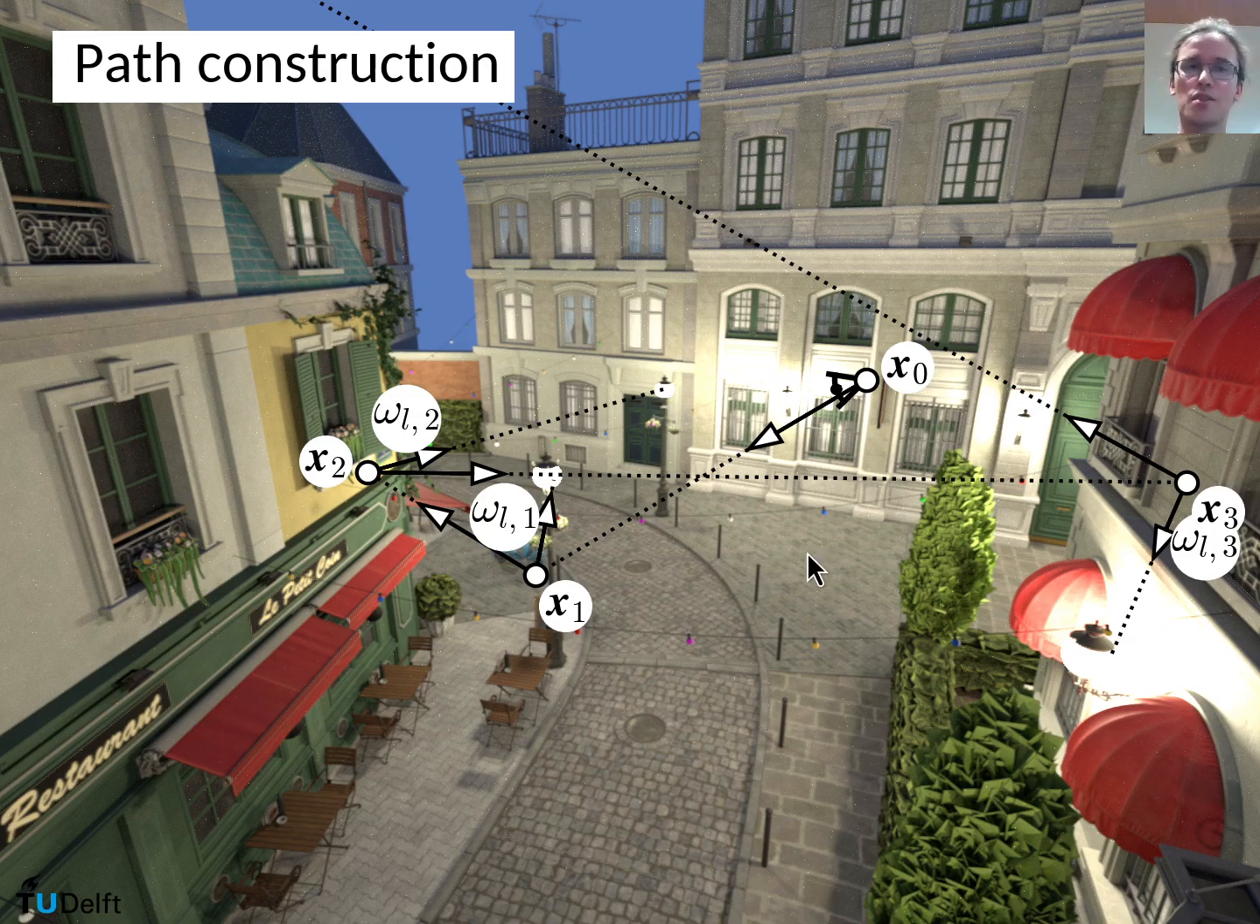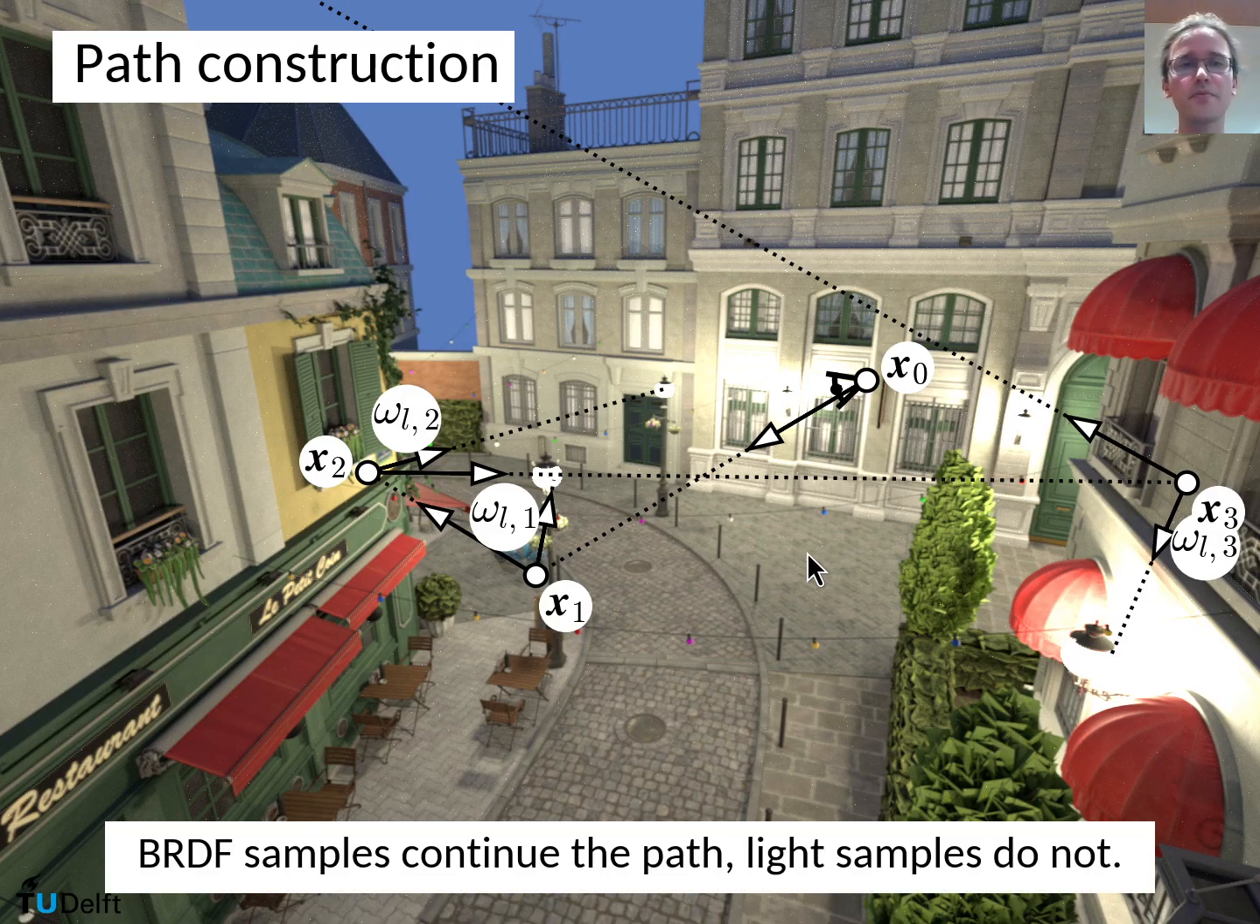And of course, we would have to do this in the path tracing framework that we thought about thus far, and that's why we have to modify things a little bit using next event estimation. BRDF samples continue the path, light samples do not.